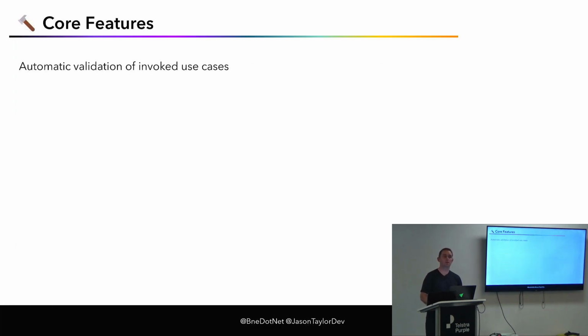Core features. Core, being the application layer and domain layer, has a number of features built into it, such as automatic validation of invoked use cases. An example of a use case might be create a customer or dispatch an order, and those are the types of things that live in the application layer. We also have the ability to specify authorization requirements for a use case. So if we have specific authorization requirements for a use case, we can add an Authorize attribute to that use case and specify those requirements.